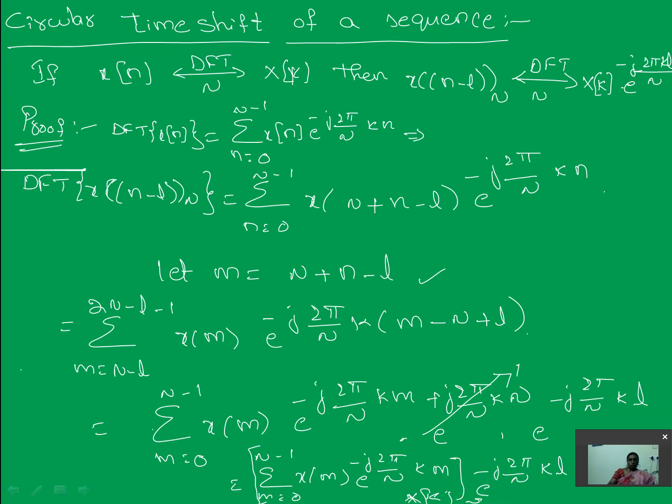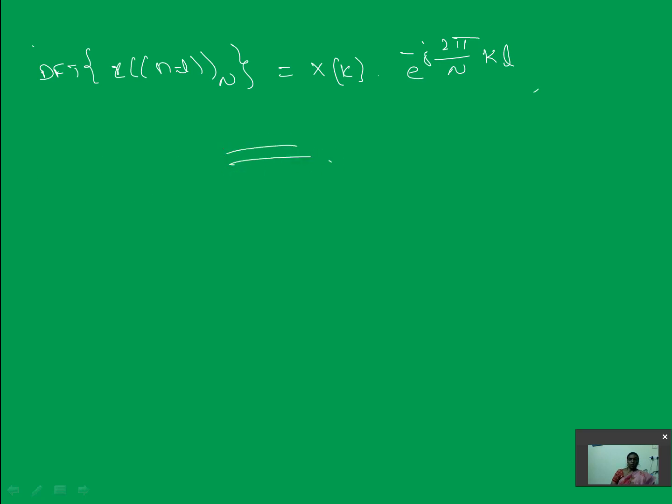So now we can get it like this. What is the DFT of circular time shifting? Usually time shifting means x of n minus L, but this is circular time shifting, and the DFT of x of n minus L modulo N is x of k into the multiplier e power minus j 2 pi by N k L. So this is nothing but the circular time shift of a sequence.